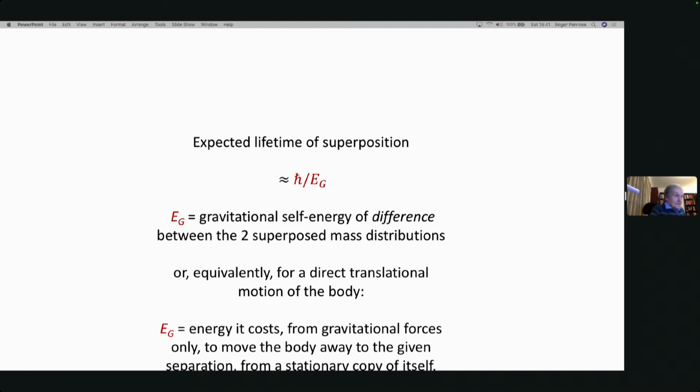So this was what drove me to a particular lifetime for a superposition, which is given by this formula here. I learned later that 2 years earlier, Diosi had come to the same conclusion using some different arguments. Anyway, the fact that there was another way of doing it was perhaps an additional reason for taking it seriously.